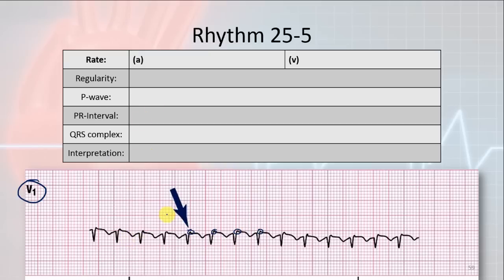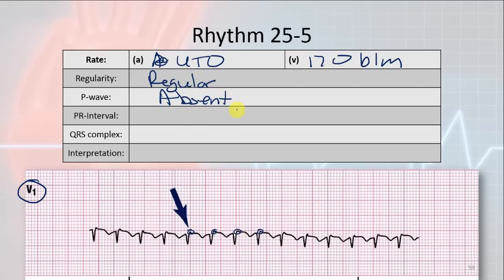If it's displaced away from it, it would probably be atypical. So let's look at our atrial rate. Unless we know for certain that's what that is, I'm going to go ahead and just call that unable to obtain. Ventricular rate previously was 170. Regularity, it's going to be regular. P waves, in the perfect world, I would probably say absent. But because the book is showing me those, I'm going to say they're retrograde.